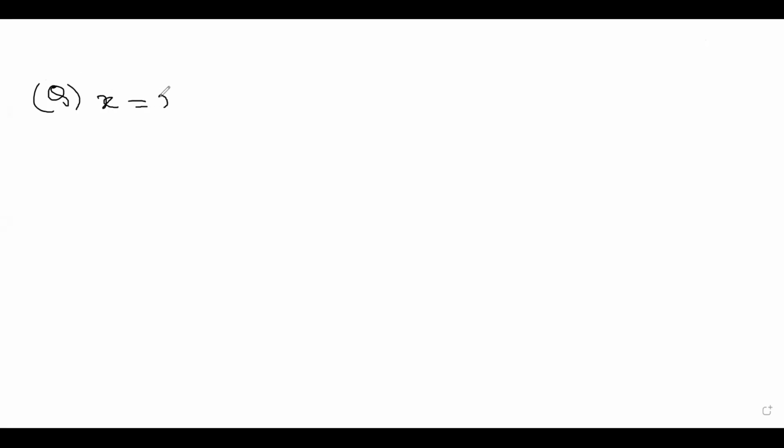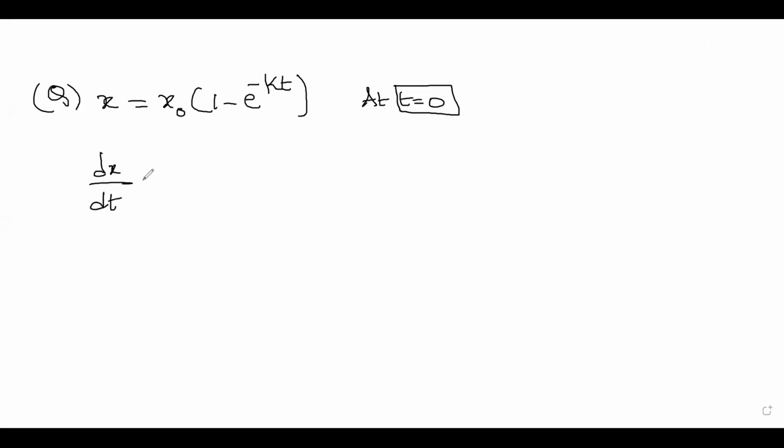So it's given that x is equal to x naught into 1 minus e to the power of minus kt. What you have to do is, at the start, at t is equal to 0, what was the velocity? That's what you have to find. Now you have to simply differentiate, dx by dt. x naught is a constant, please understand, and then you have to take the derivative d by dt of 1 minus e to the power of minus kt.